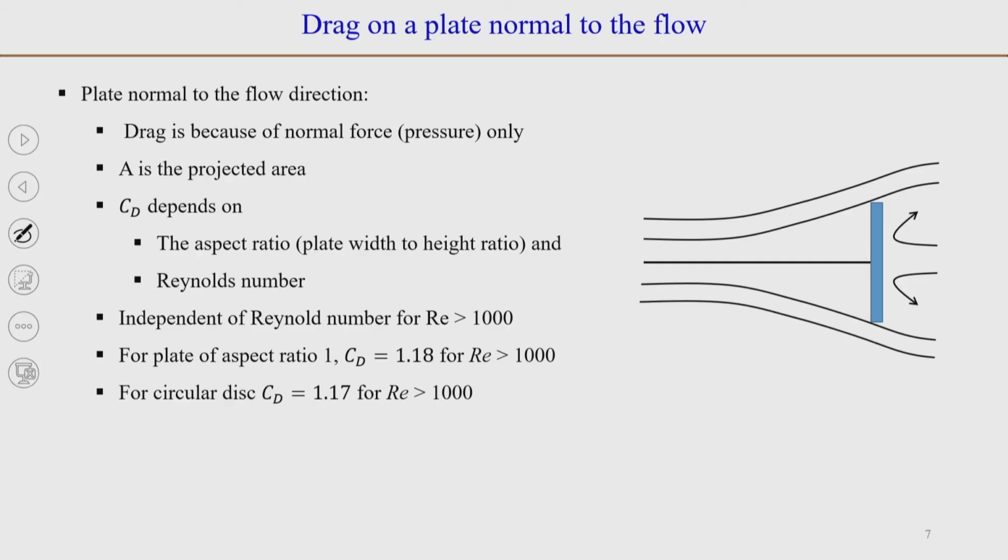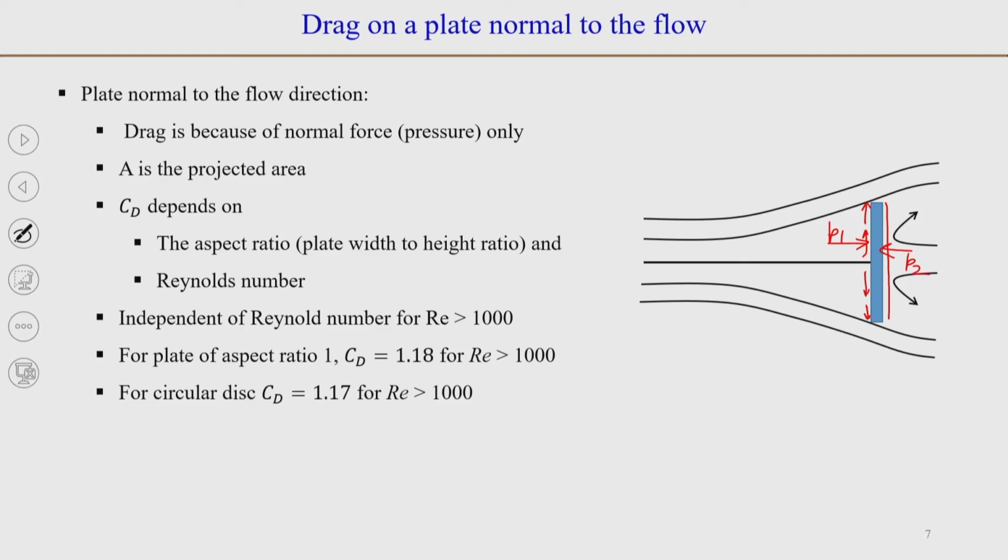Now, we can consider the other case where the plate is placed normal to the flow. In this case there will be a viscous force on the plate, but that will not be along the flow direction, so that will not be called drag. When we talk about drag, it will be only because of the pressure difference, say P1 on this side and P2 on this side.